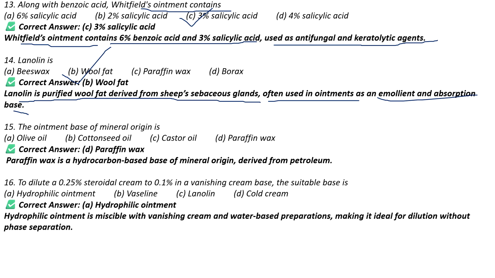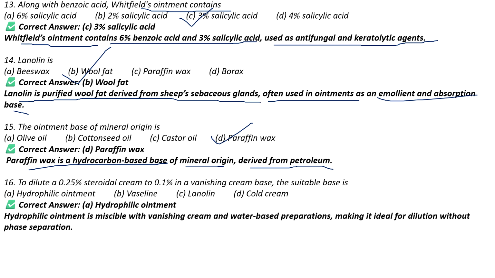Moving on to the next question, the ointment base of mineral origin is, and the options are olive oil, cottonseed oil, castor oil या paraffin wax. So paraffin wax is basically a hydrocarbon base of mineral origin which is derived from petroleum. So we can say option D, that is paraffin wax, is a mineral origin based ointment base.